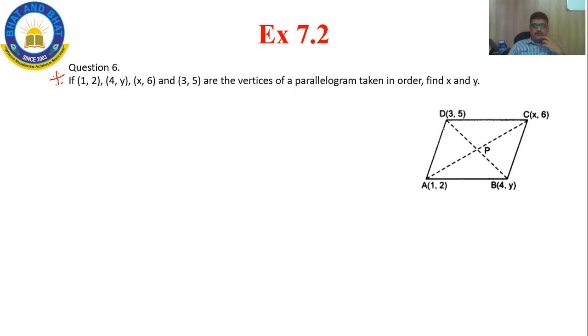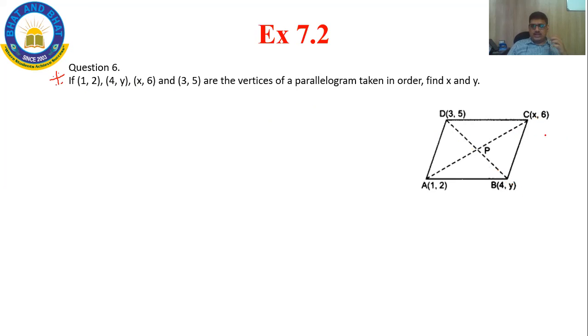So what is the question? If (1, 2), (4, y), (x, 6) and (3, 5) are the vertices of a parallelogram, taken in order. That means you should take this itself as A, B, C, D. That is the meaning of taken in order. Find x and y. So what is the logic we have to use here? How do I find out what x and y are?